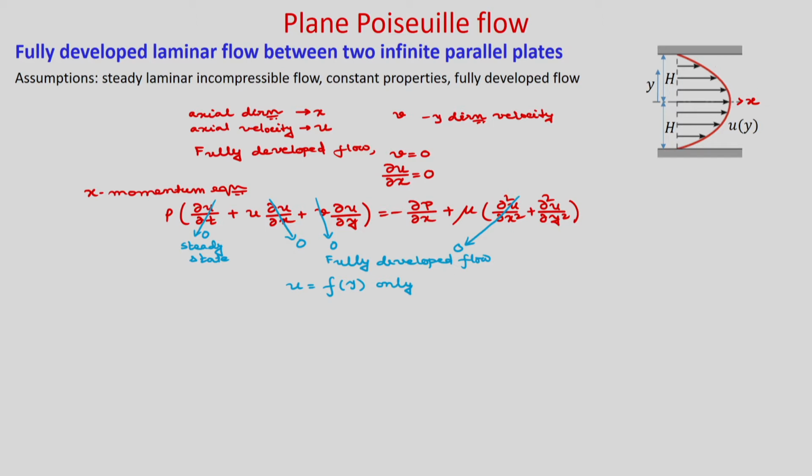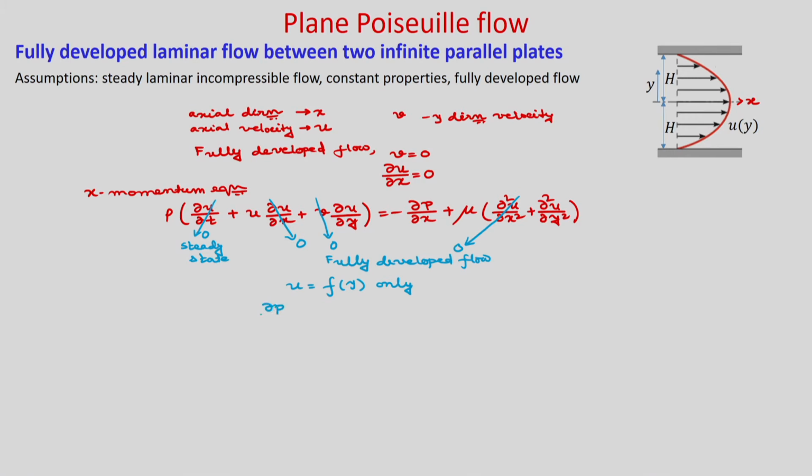Similarly, if you write the y momentum equation, then you will find that all terms will get cancelled, the temporal term, convection term, the diffusion term. All these terms will be 0 and you will have just del p by del y is 0. So, from the y momentum equation you will get del p by del y is 0. So, that means p is a function of x only.